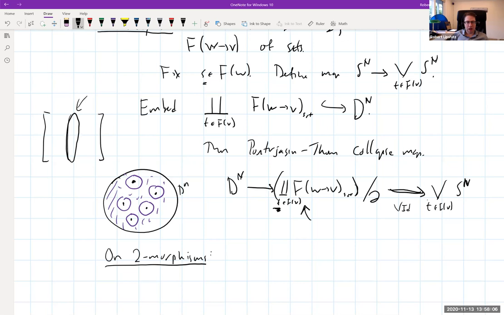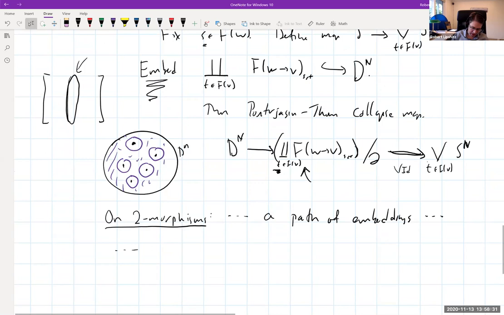I won't say much, but here I had to choose an embedding, and here I'm going to have to choose a path of embeddings. And then there are these higher homotopies that are going to correspond to choosing paths of embeddings. So this extends to a homotopy coherent cube.